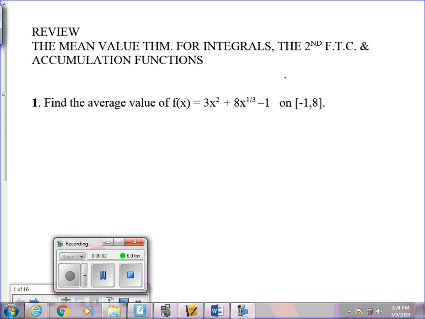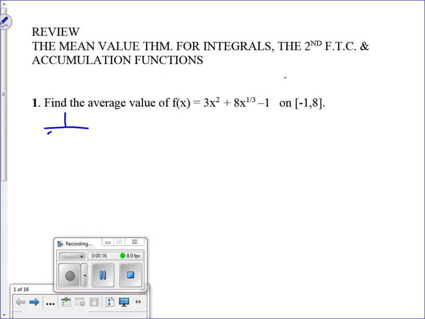Okay, so we're going to go over the review sheet for the test on mean value theorem, second FTC, and accumulation functions. So the first two we want to try to do without a calculator. To find the average value of a function, you take 1 over b minus a times the definite integral from a to b of the function.